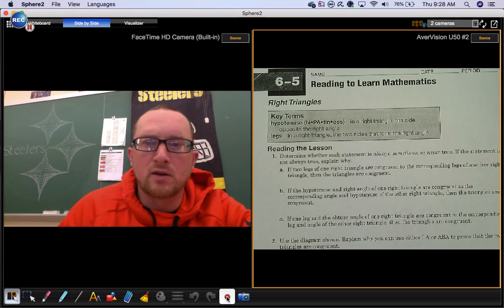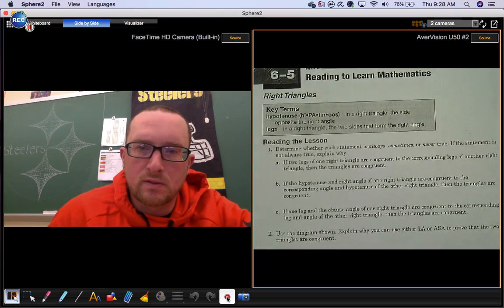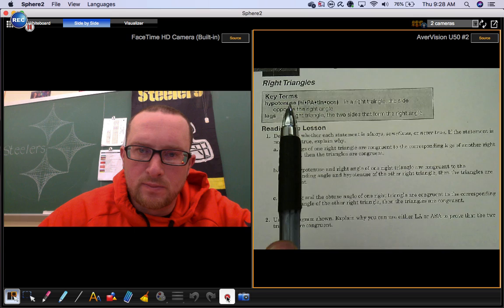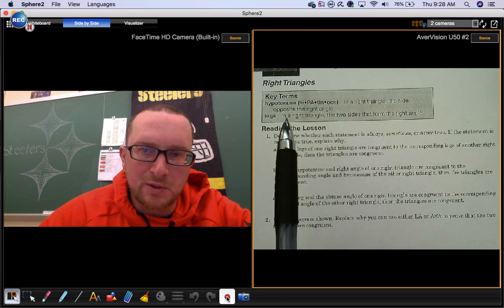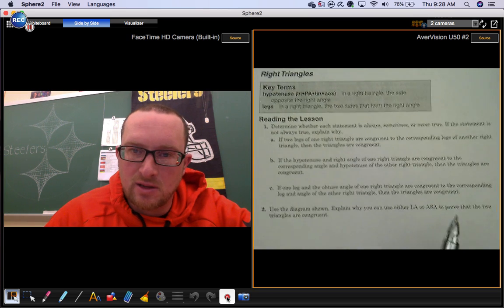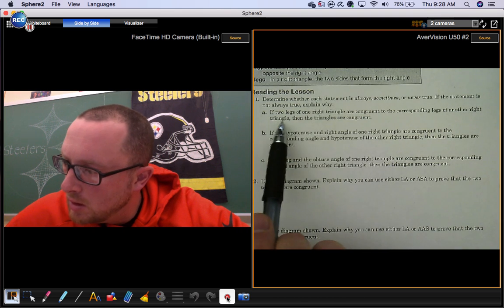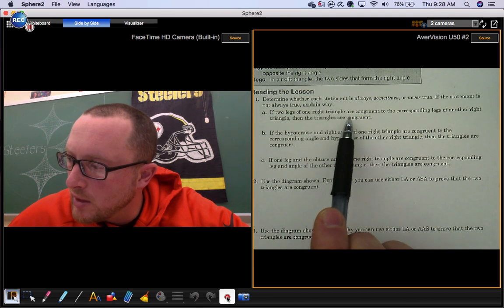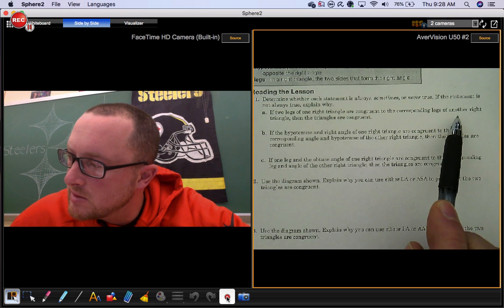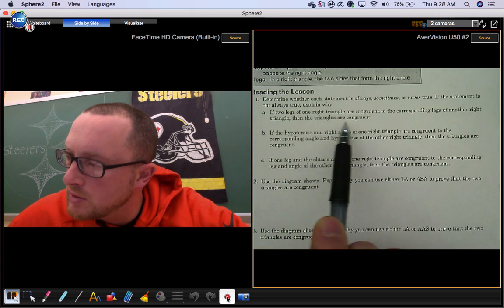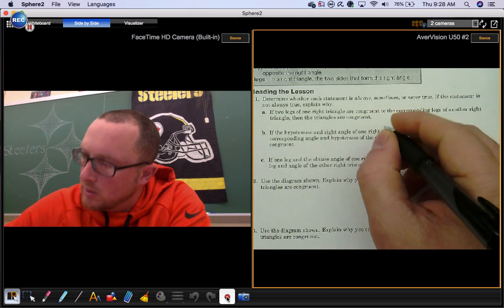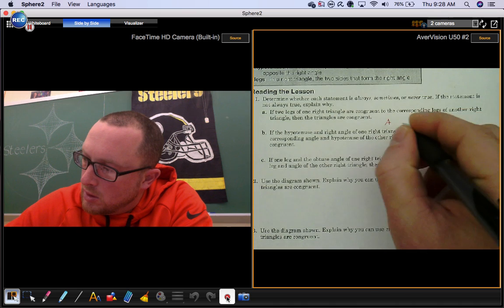This is the Reading to Learn Math for section 6.5. They tell you what a hypotenuse is and what a leg is. We're going to do always, sometimes, never. If two legs of one right triangle are congruent to the corresponding legs of another right triangle, then the triangles are congruent. Yeah, that's always true.